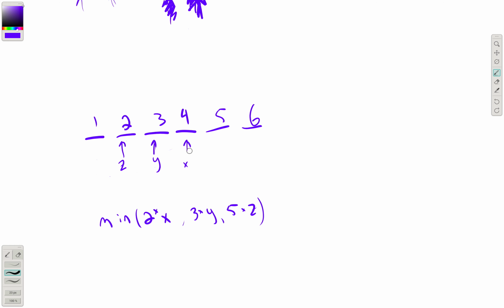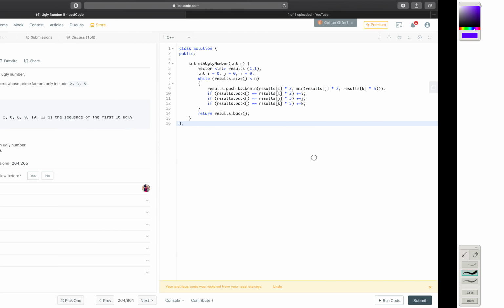So then the thing that they point to is a number such that times their respective coefficients is the smallest number that is greater than the last number. Okay, so I think we can now get to the coding block.